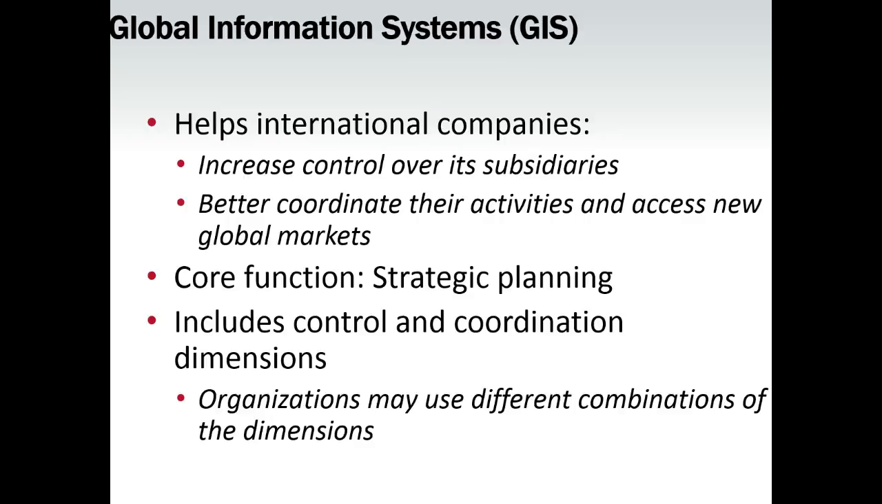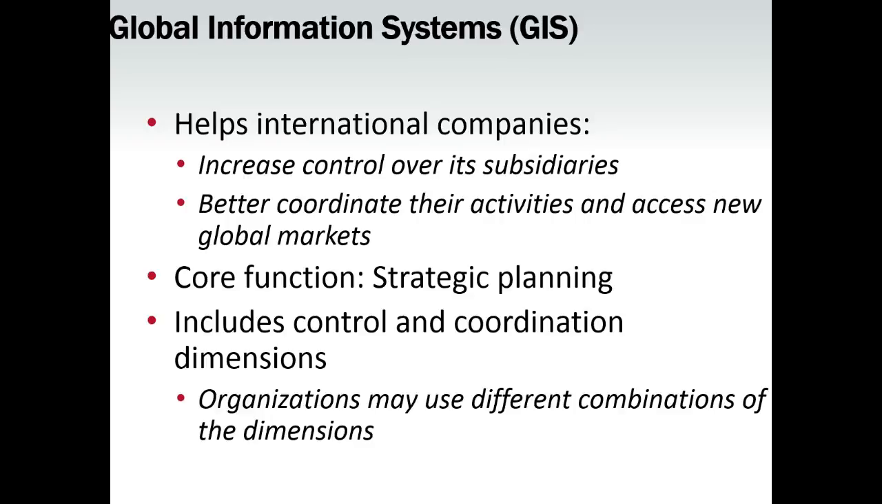In other words, a GIS is an information system for managing global operations, supporting an international company's decision-making process, and dealing with the complex variables in global operations and decision-making. With a GIS in place, an international company can increase its control over its subsidiaries and better coordinate their activities. Strategic planning is a core function of a GIS.